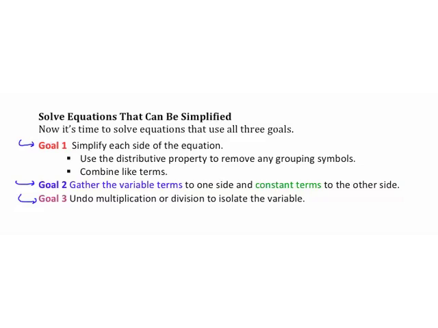And goal 1 is to simplify each side of the equation. And the way we do this is we first use the distributive property if it's present. So we use that distributive property to remove any grouping symbols. After we do that, then we look to combine like terms. Once we've simplified each side of the equation, then we go back to solving equations like we've already practiced doing that use goal 2 and goal 3.